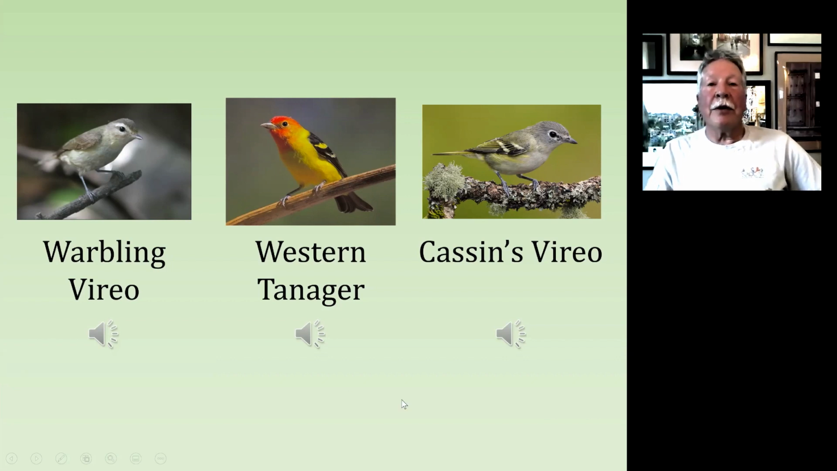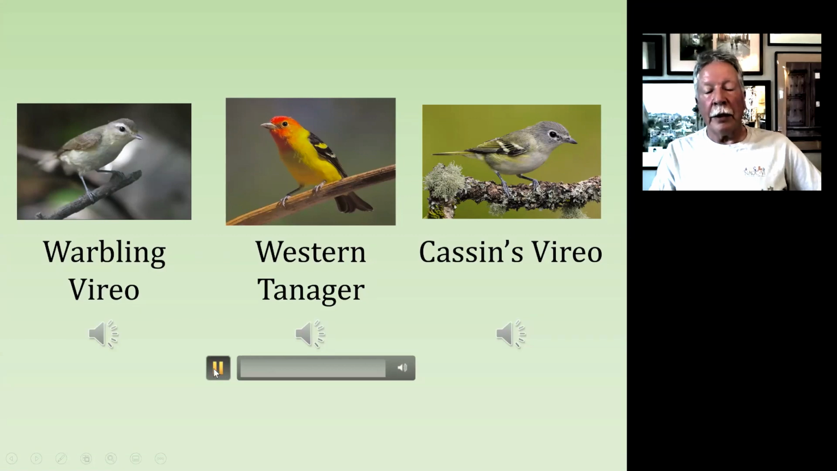Now, those can actually sound quite a bit like Cassin's or house finches. So there's another comparison. You can check that out yourself. I'm not going to play those today. So there's a fast Vireo with a buzzy up and down song. And then we already heard Western Tanager, but as a reminder, and then finally Cassin's Vireo.